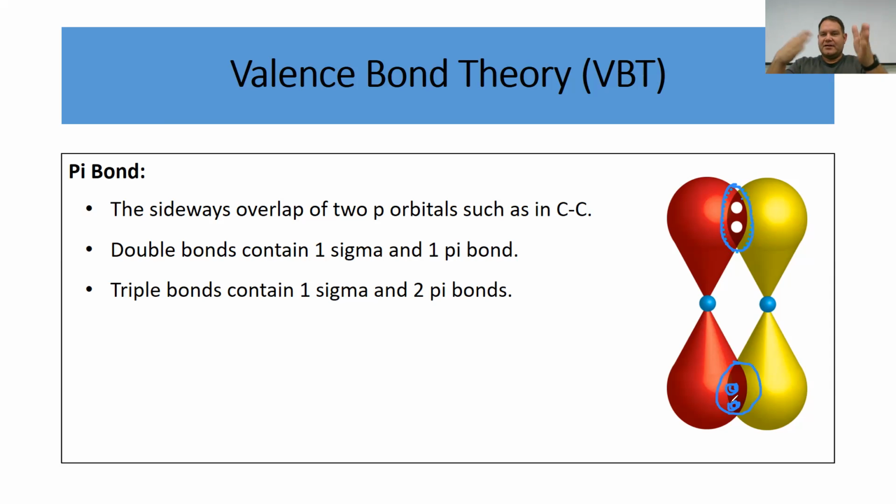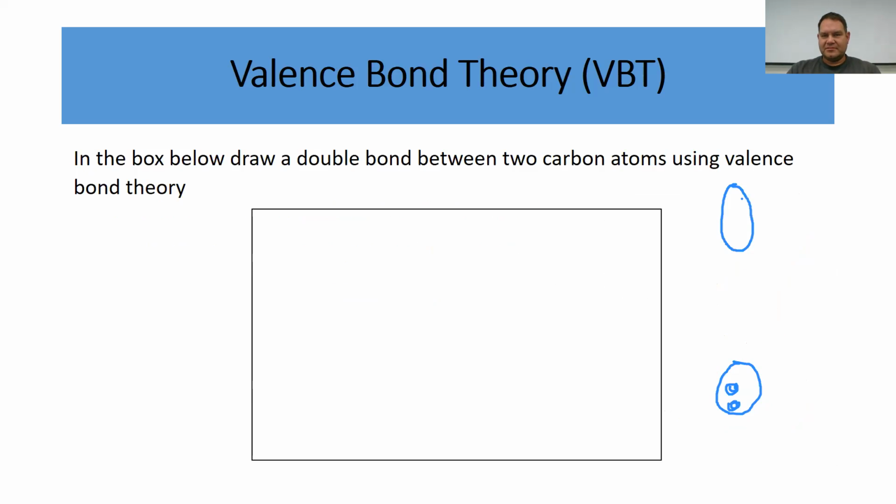And so you have head-to-head overlapping, and a side-by-side overlapping of p orbitals, and then another side-by-side overlapping of different p orbitals that occurs along the z-axis, so the y and then the z-axis, forming those pi bonds. Let me give you a drawing example of this. Let's say we have two carbon atoms, and those two carbon atoms are going to form a double bond.